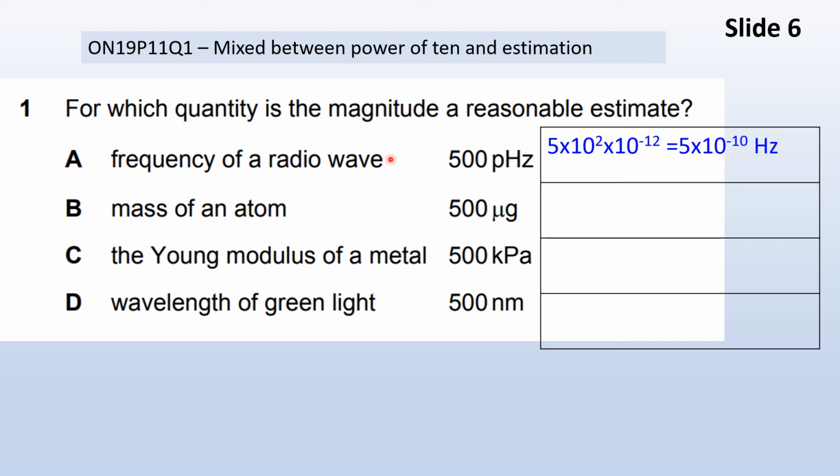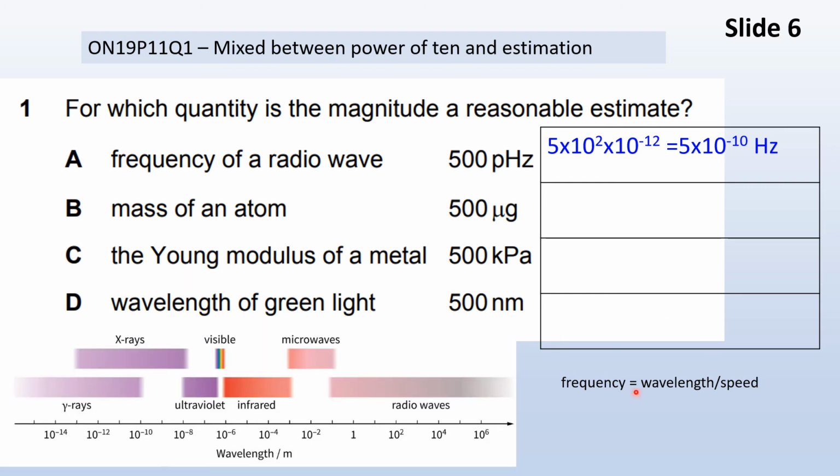So is this reasonable? Let's take a look. First, the frequency is given by the speed divided by the wavelength. Now, to find the wavelength of the radio wave, we have to remember the electromagnetic spectrum. So the radio waves are the longest range of the wavelength, ranging from 10 to the 2, like 100, to 10 to the 6th power.